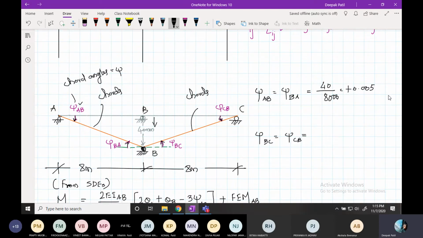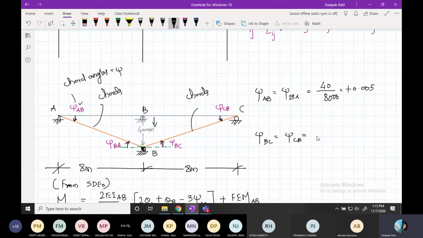So why have I written plus? Can anybody tell me? Yes, psi AB and psi BA both are clockwise. So as per our sign conventions, the clockwise rotations are always taken as positive. So that's why I've written it as plus 0.005.